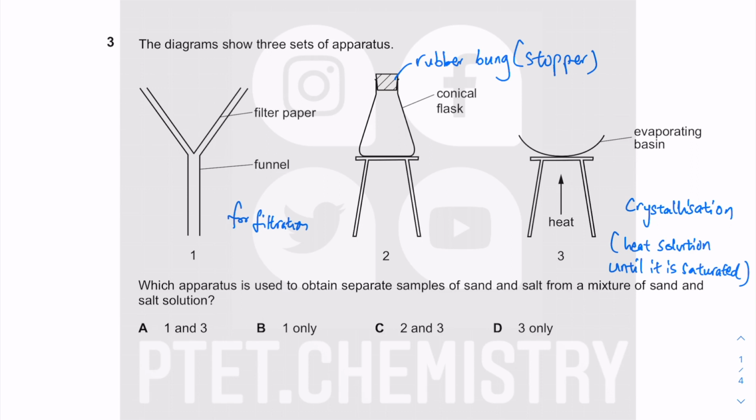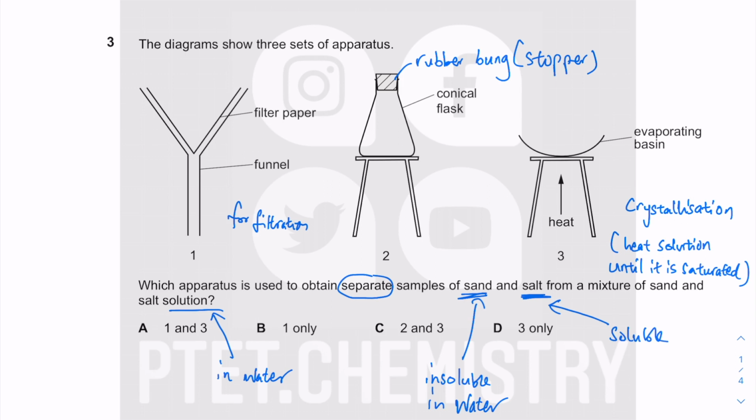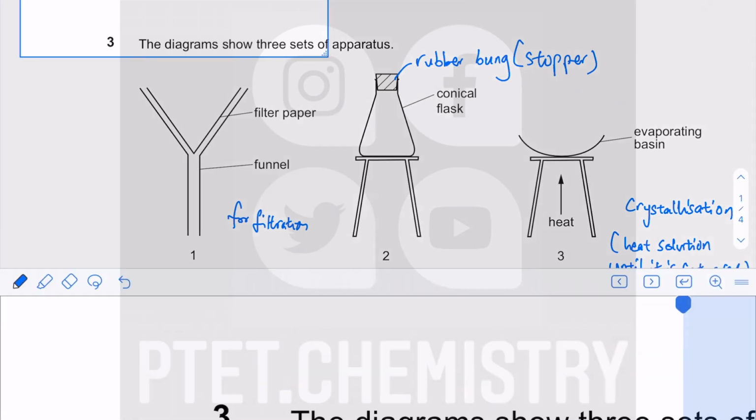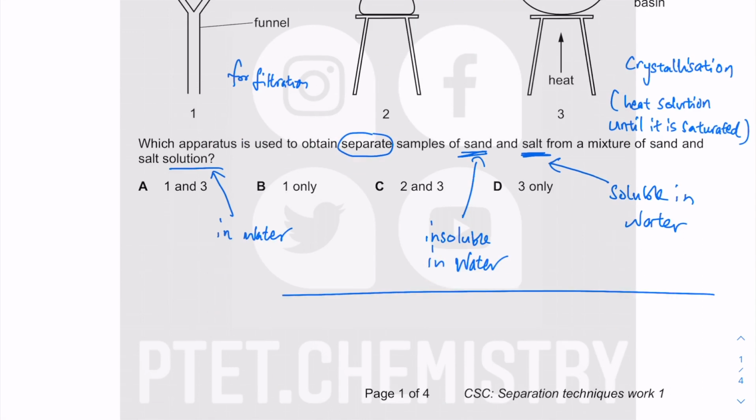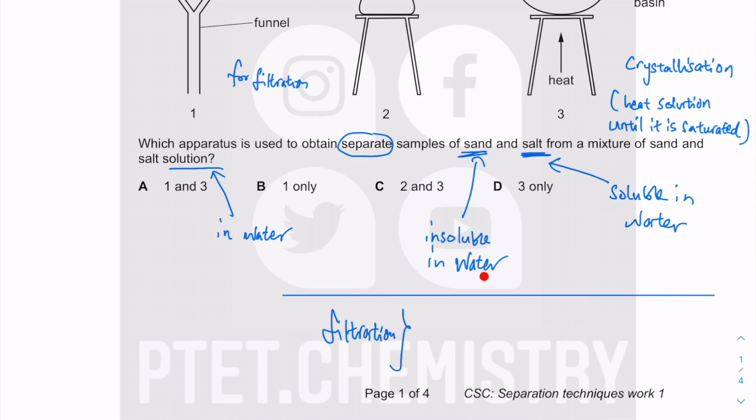So you want to obtain separate sand and salt from a mixture of sand and salt solution. The solution is going to be in water. Sand is insoluble in water. Obviously, you know sand is insoluble in water, and you know salt is soluble in water. So if we do filtration, this is insoluble in water, then you can collect it as residue. The definition of residue is again expected of you in the syllabus.